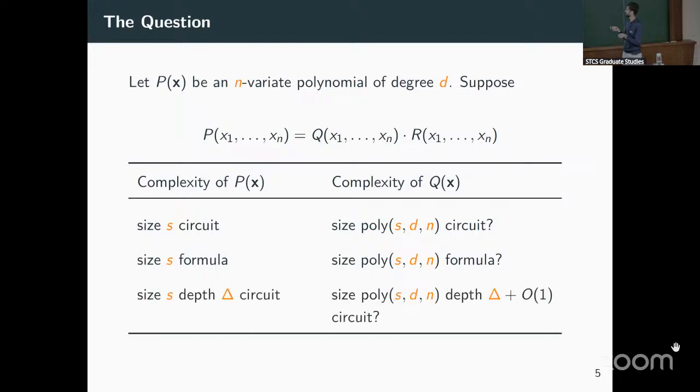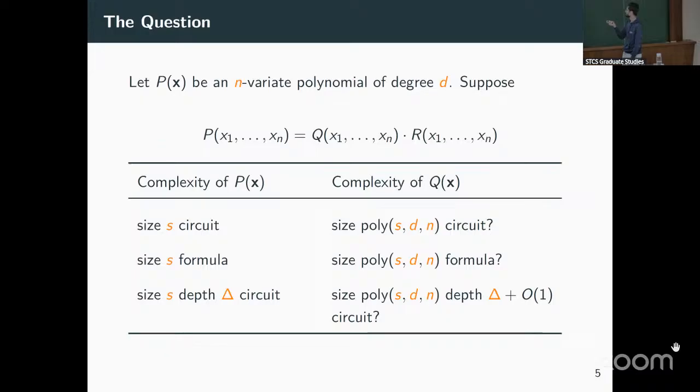I can ask, if I have a size S circuit with depth delta, you can think of delta as a constant here, does the factor have a small circuit with a small blow up in depth? So size is poly in S, D, N, and depth is just delta plus some constant.